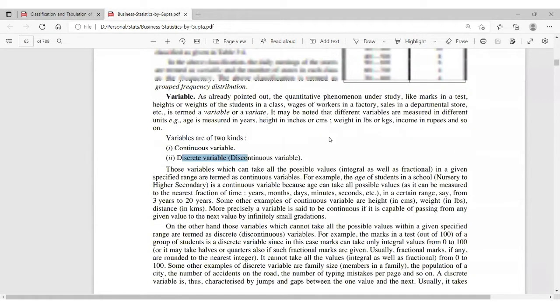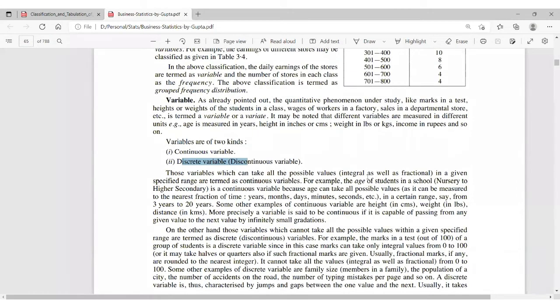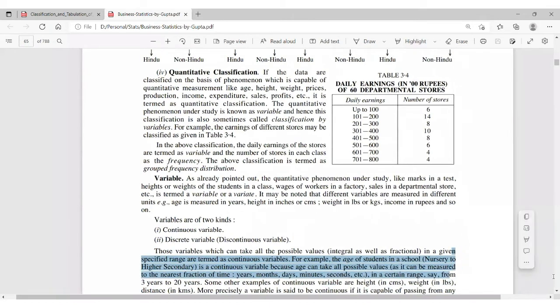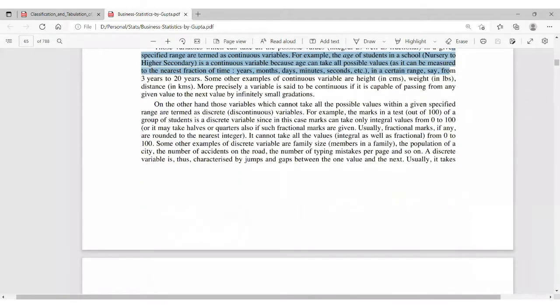Those variables which can take all the possible values, integral as well as fractional, in the specified range. This is quantitative. Those variables which have some limits, that means some range is there. So when any variable is having a range, that is continuous. Otherwise, it is discrete.